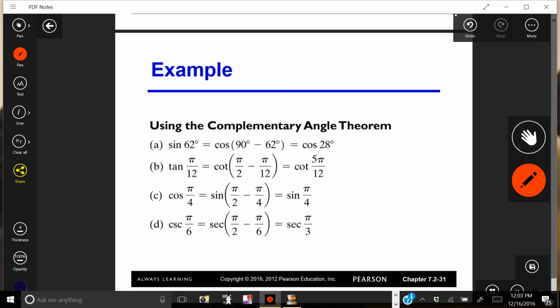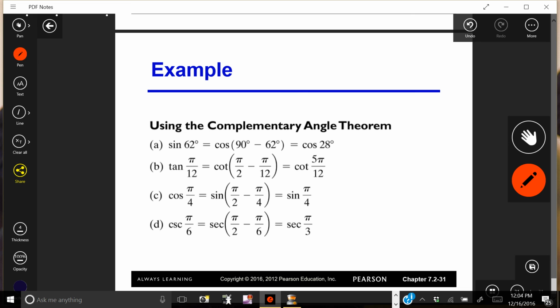The sine of 62 degrees is going to be the cosine of 90 minus 62, which is cosine of 28. The tangent of pi over 12 is going to be the cotangent of 90, which is pi over 2, minus pi over 12, which is cotangent of 5 pi over 12. The cosine of pi over 4 is going to be the sine of 90 degrees, which is pi over 2, minus pi over 4, which is sine of pi over 4.